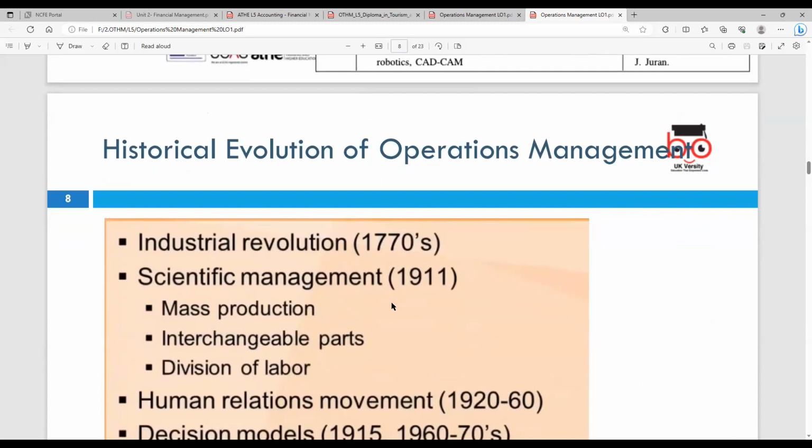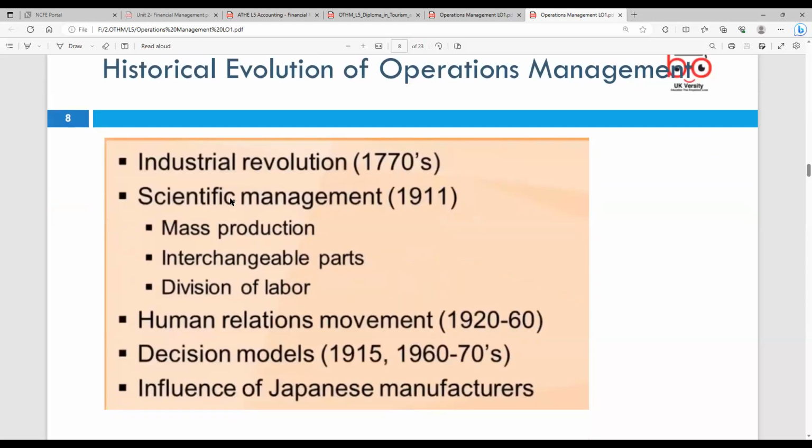So that was the beginning of operations management, i.e. the tasks were divided into subtasks, everybody became a specialist, and productivity increased. This is where it started, back in the 1770s during the Industrial Revolution.